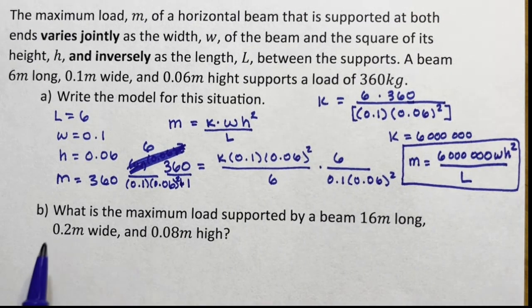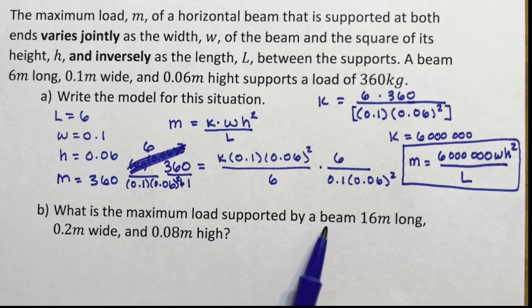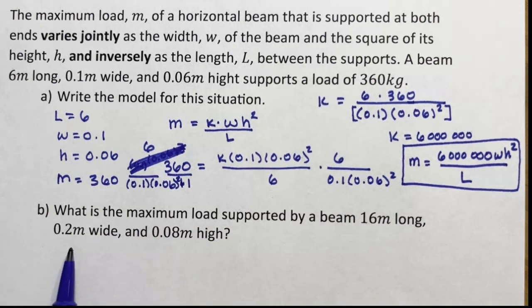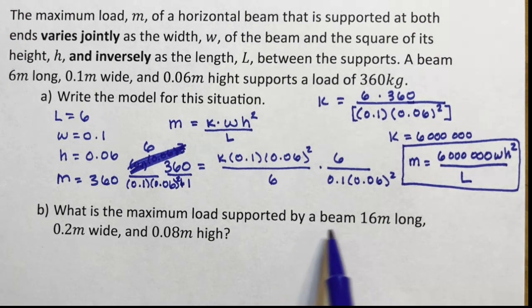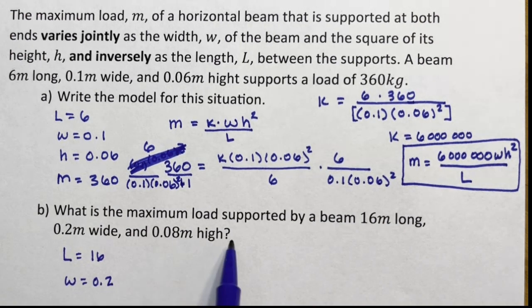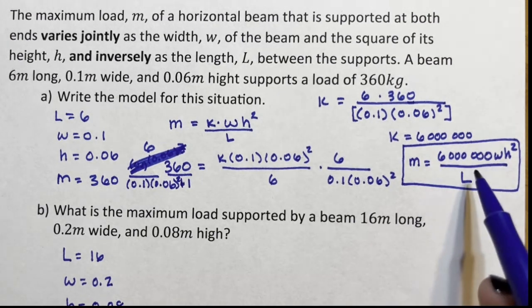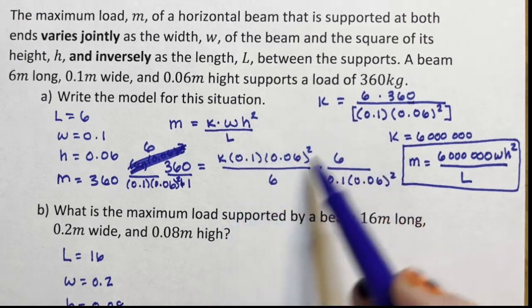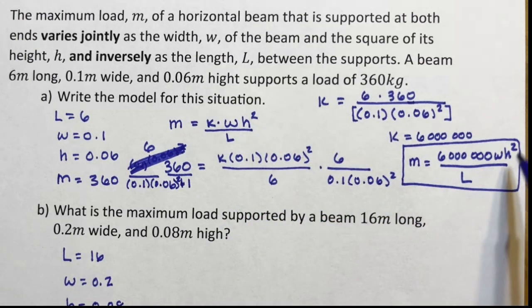What is the maximum load supported by a beam 16 meters long, 0.2 meters wide, and 0.08 meters high? So 16 meters long, L is 16, W is 0.2, and H is 0.08. We're using this formula we had up here, and this time we're solving for M because we already have K. We do the first part to figure out our K, and then we use that formula for all the subsequent problems.